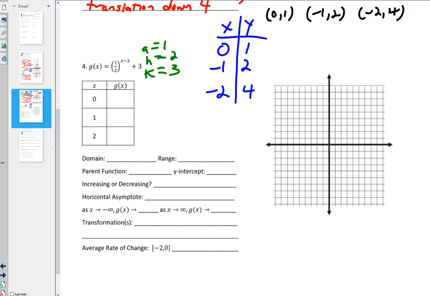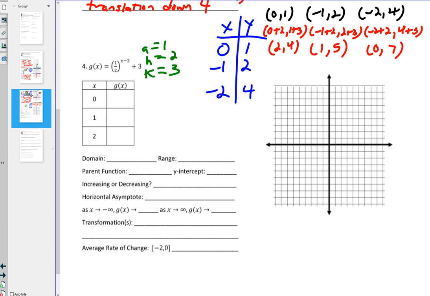And let's transform them. I'm going to get all the x's and add 2. And I'm going to get all the y's and add 3. So 0 plus 2, 1 plus 3. That gives me 2, 4. -1 plus 2, 2 plus 3. That gives me 1, 5. -2 plus 2, 4 plus 3. That gives me 0, 7.